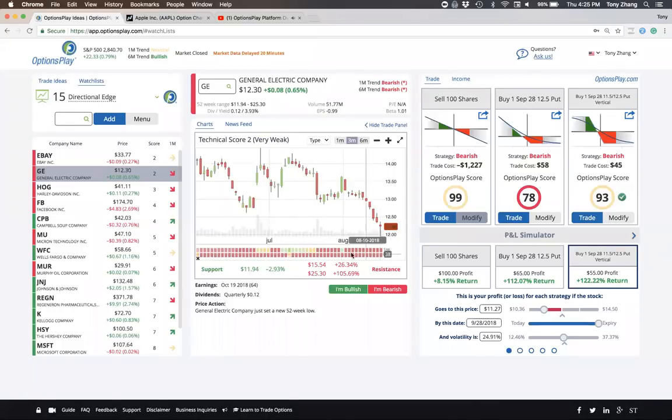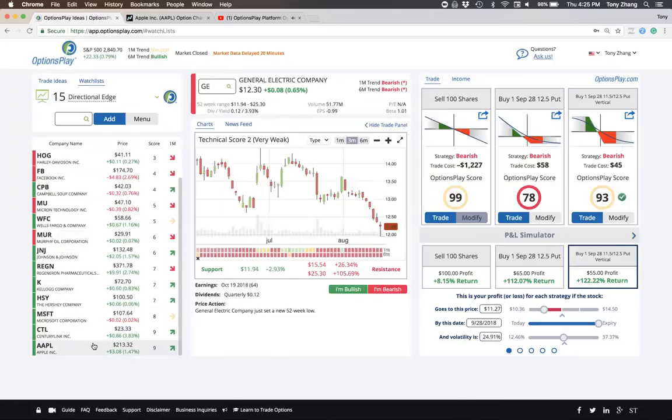As you can see below the chart, we tell you how that trend quality has changed over time. So without having to do a lot of research on GE, I know that GE is trending lower and it's one of the weaker stocks in the market. So generally speaking, if I'm looking at these types of stocks, I'm looking for bearish opportunities.